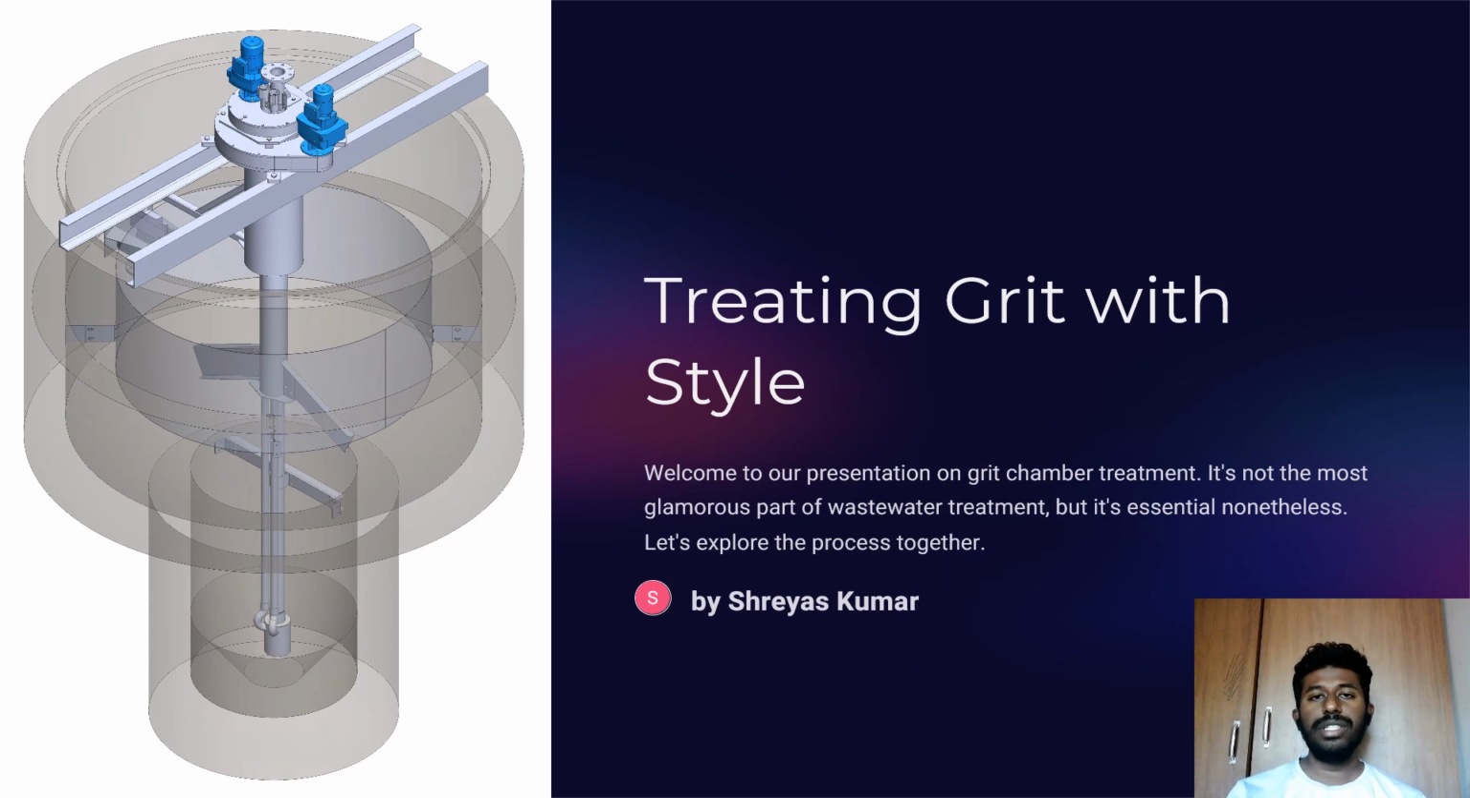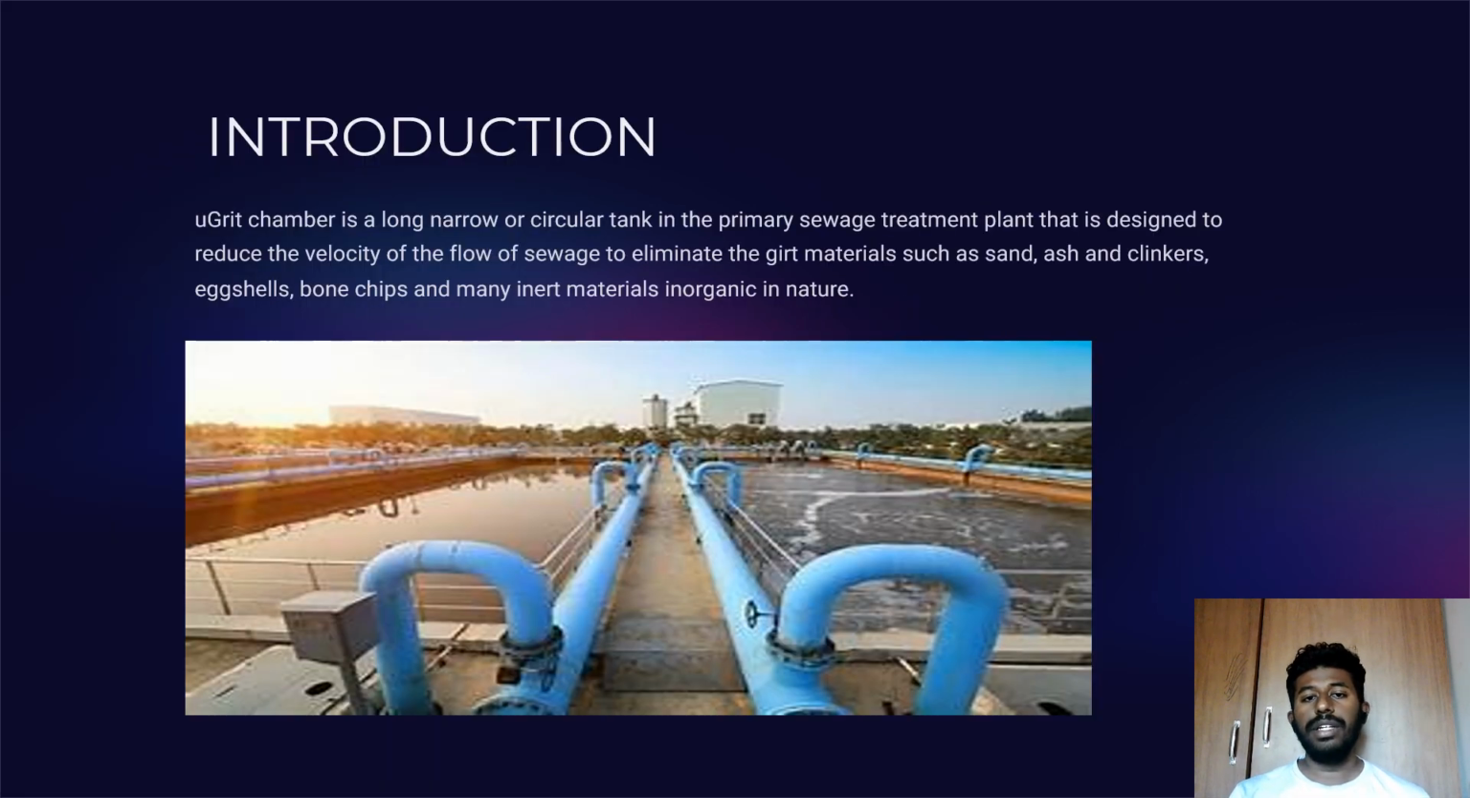Today I will be giving a presentation on the grit chamber, its uses, its objective and everything. So let's look into it. A grit chamber is present in the primary treatment plant, in the shape of a long narrow circular tank, which is used to reduce the velocity of the sewage, and it removes particles like sand, ash, clinker, and many inert materials, inorganic in nature.